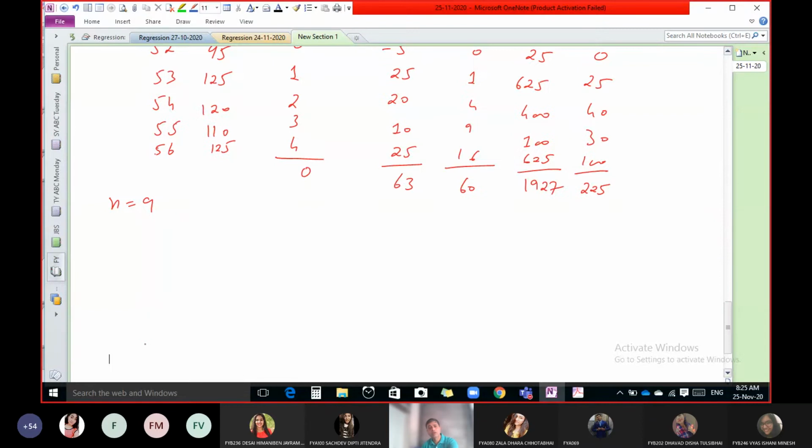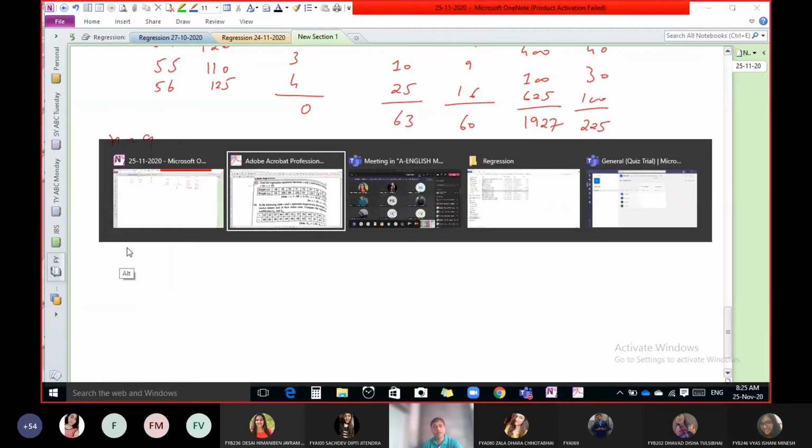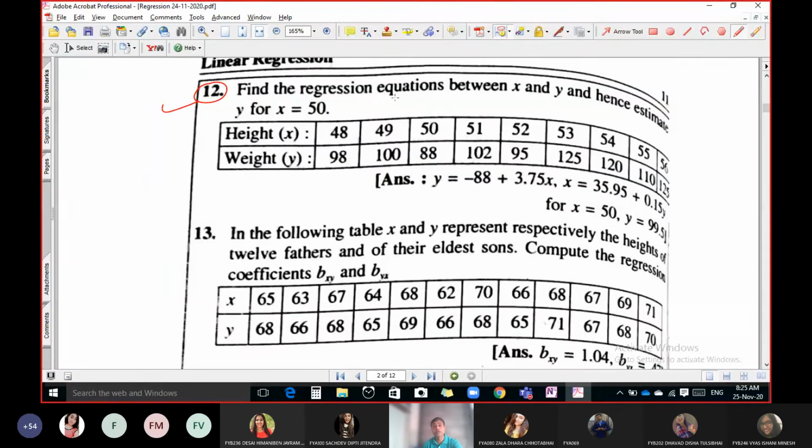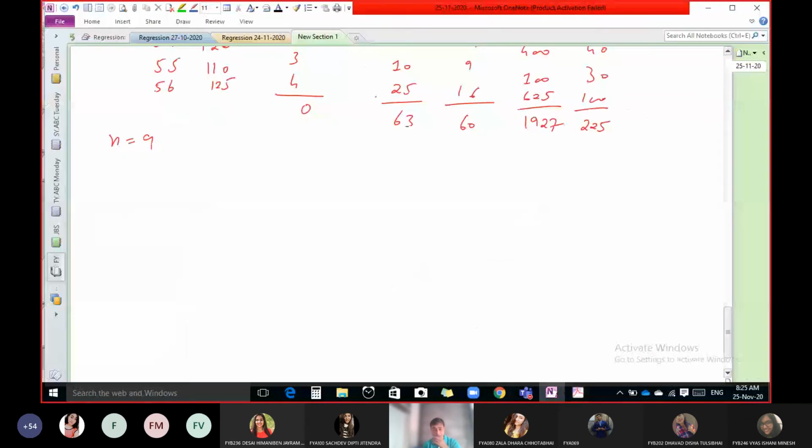Now we have to find the two regression lines. Our question says find the regression equations, which means we have to find both the equation of x on y and y on x. Before that, it is better to find x bar and y bar. Which formula do we apply here? We don't know the total of x and we also don't want to find it. Sigma x upon n would need the total of x, but I don't want to find the total of x.